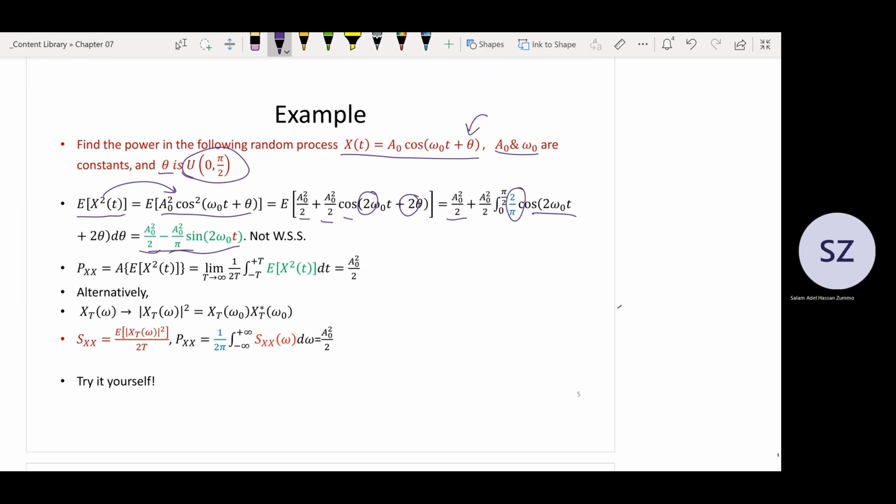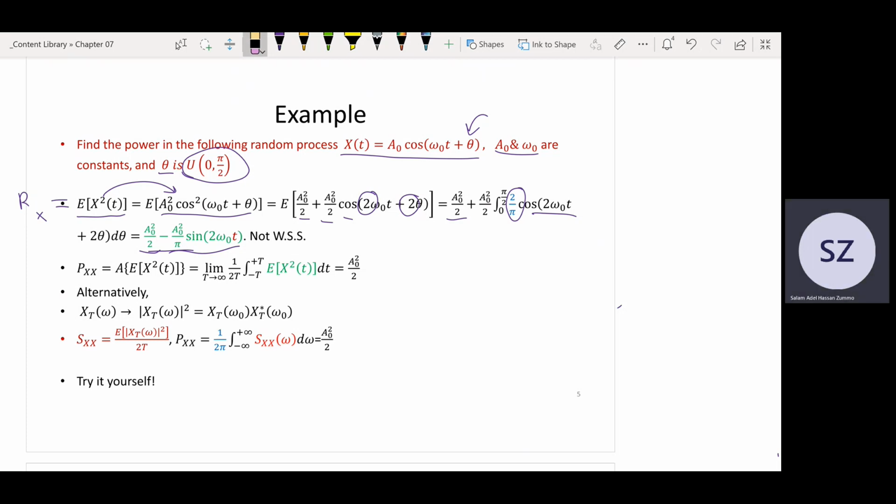Okay? Now, what do you think? Is this a right translation or not? It is not, because the expected value of x squared depends on time. What is the expected value of x squared? It's Rxx of 0, right? So you can see that this depends on time, which means that it's not a right translation.